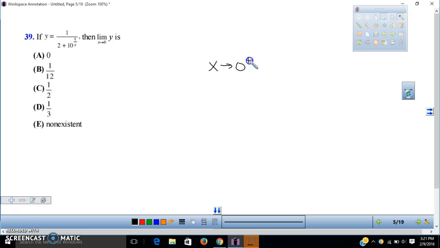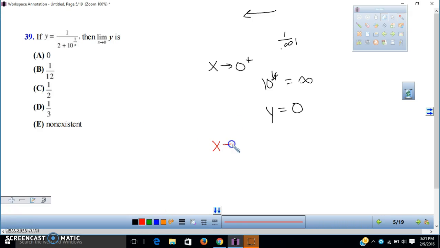As x approaches 0 from the right, from the positive side, 10 to the 1 over x. Well, 1 over x is going to get really big as you go closer and closer to 0, because you're dividing by like 0.0001. So that's going to go to infinity. If that goes to infinity, then your y goes to 0 because the bottom's getting really big. 1 over anything really big is 0.